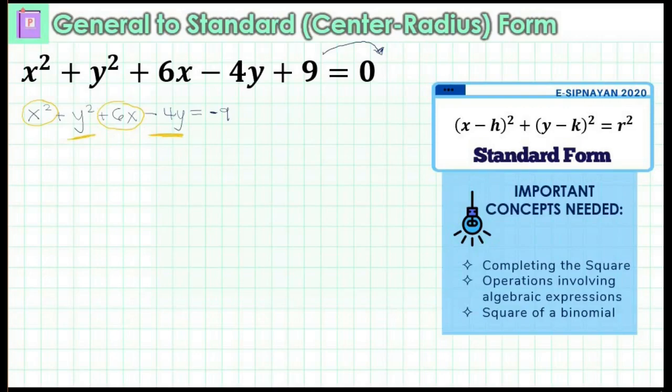Let's now rearrange the equation in such a way that these terms will be beside each other. So the equation will now be x squared plus 6x plus y squared minus 4y equals negative 9. Let's now use grouping symbols to group terms with the same variable. So let's group the x's and let's also group the y's. Then after that, we can now complete the square.